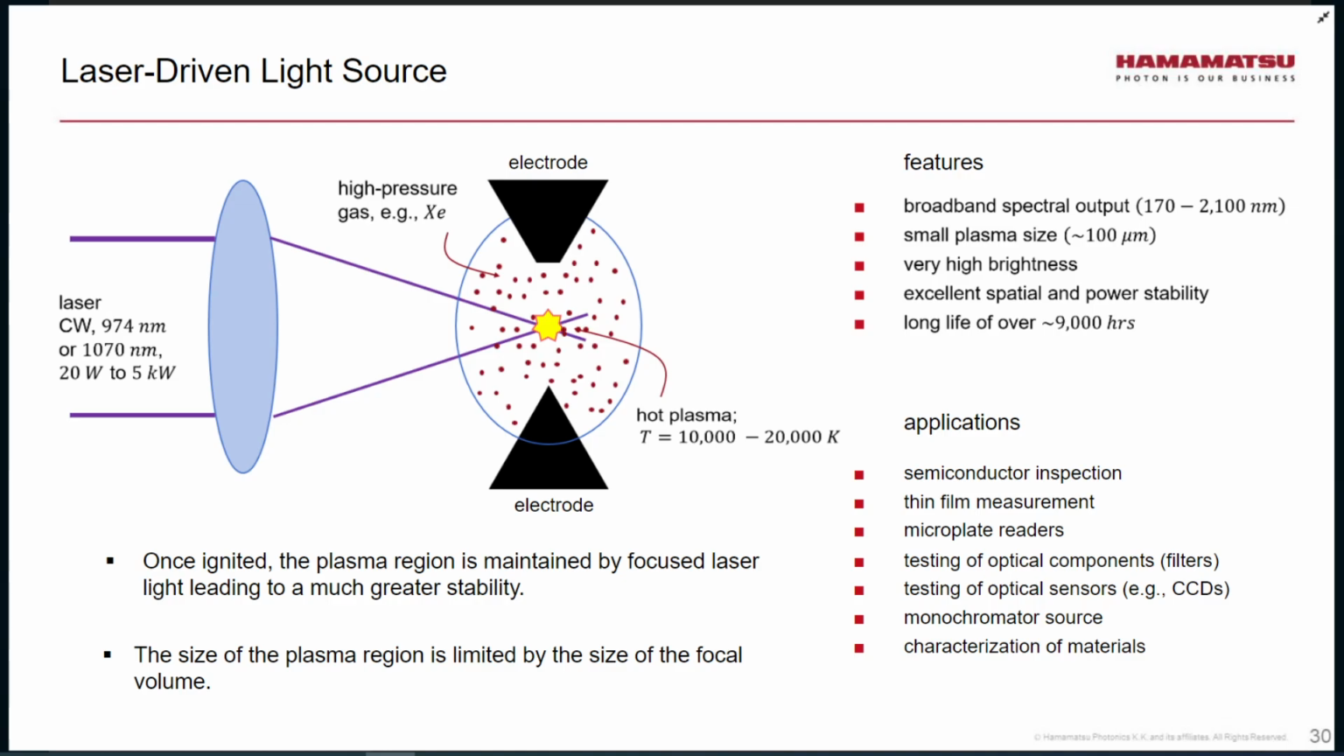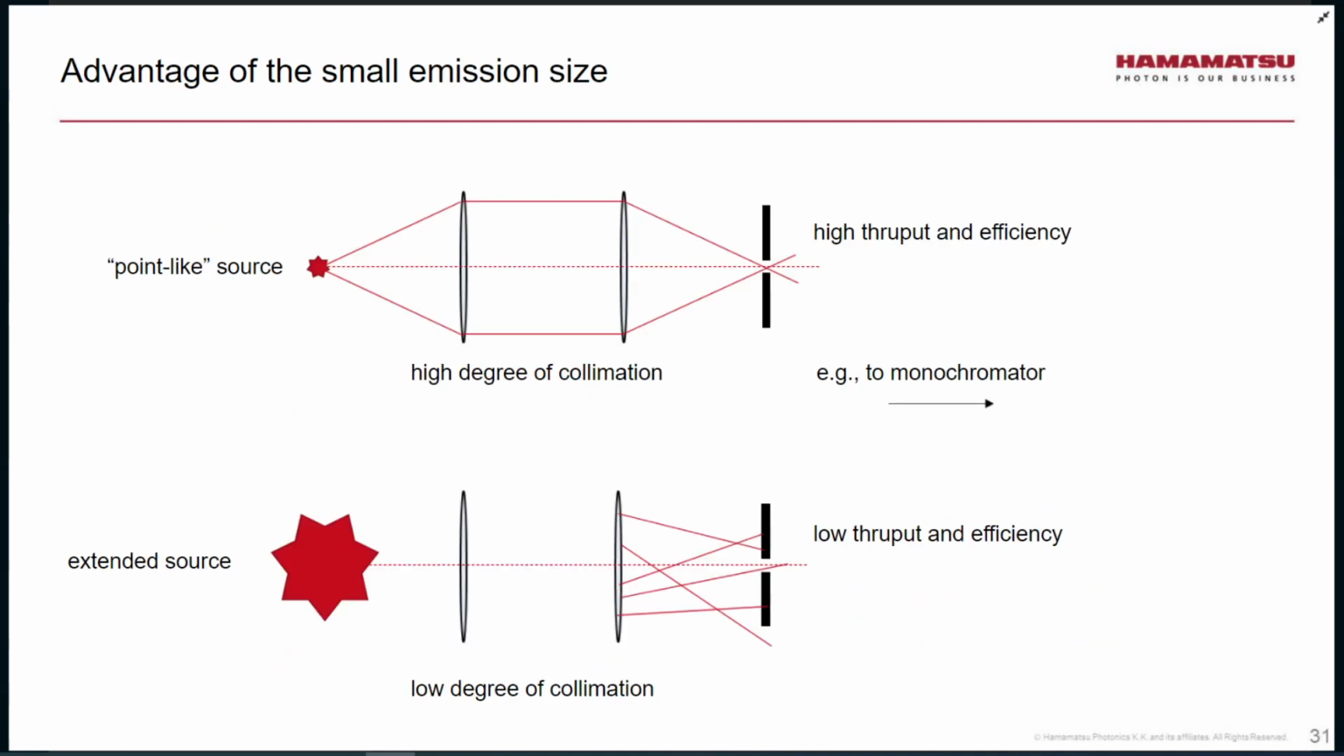There are two effects of doing this. One is that the plasma region is now as small as the focal point of the laser's light. And second is that the plasma region is not in contact with electrodes anymore. And so the plasma region became small and can be quite luminous. Both are great advantages. Let me briefly discuss the advantage of having a small emission size.